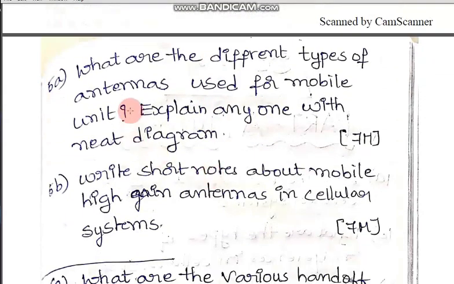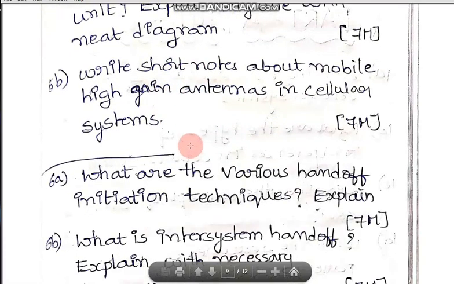And coming to the fourth chapter, what are the different types of antennas used for mobile unit, and explain any one with a neat diagram. Different types of antennas which we learned from the first semester. So write short notes about mobile high gain antennas and cellular systems, which is again 7 marks.